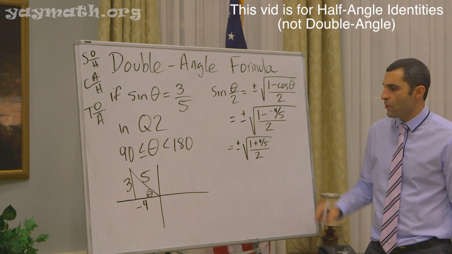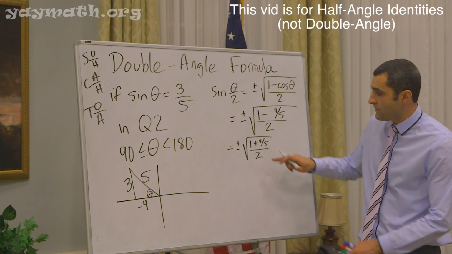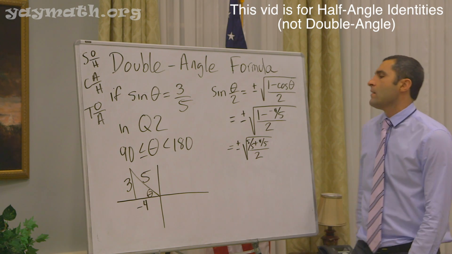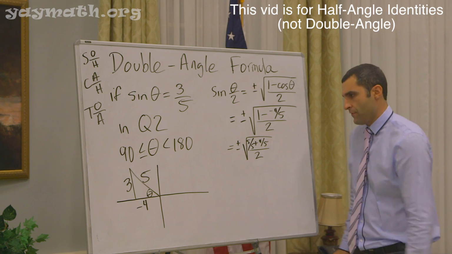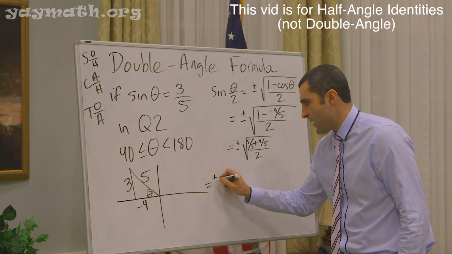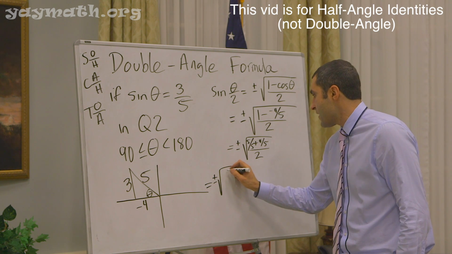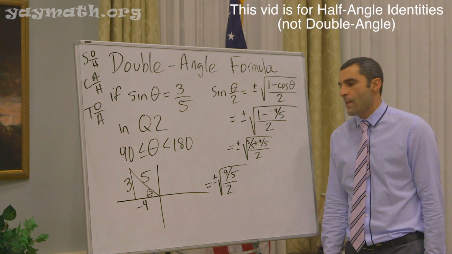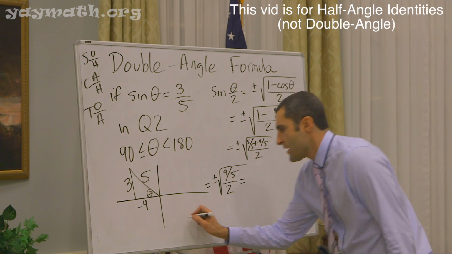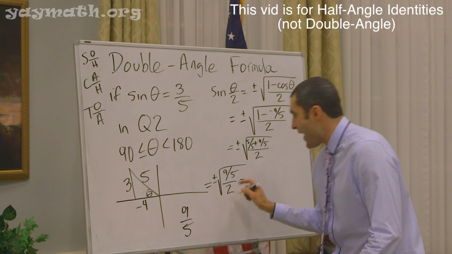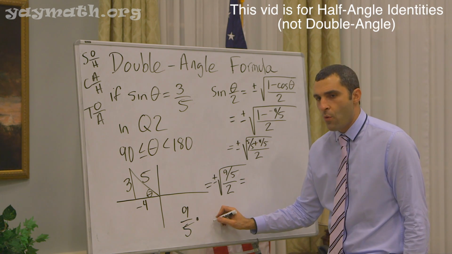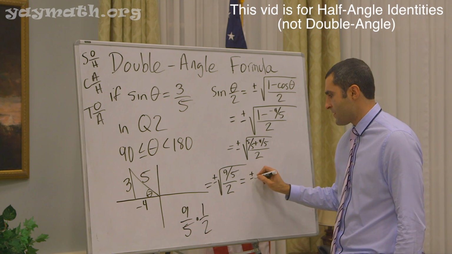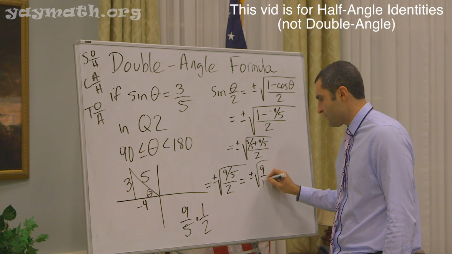And what is 1 plus 4 over 5? Simplified into common denominators, I can make this 5 over 5, which is 1. And then it's easily 9 over 5. So this equals plus or minus, we'll talk about the plus or minus in a second, 9 over 5 all over 2. 9 over 5 divided by 2 is the same as multiplying by 1 over 2, which is 9 over 10. So it's plus or minus the square root of 9 over 10.